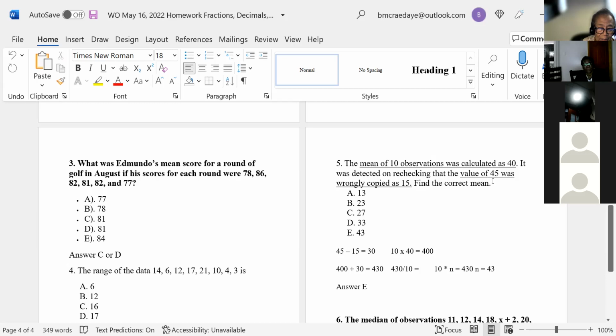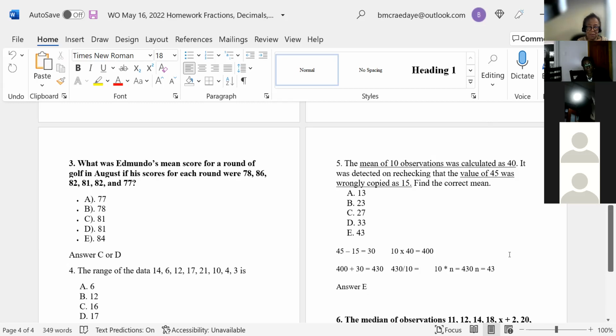It was detected on rechecking that the value of 45 was wrongly copied as 15. That means that 45 value went in as 15. So you left out 30 points. You left 30 out of your total. 45 minus 15 is 30. Do you get it? 30 is the error you made by putting 15 instead of 45.